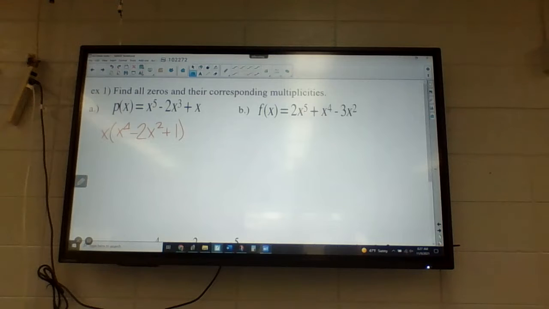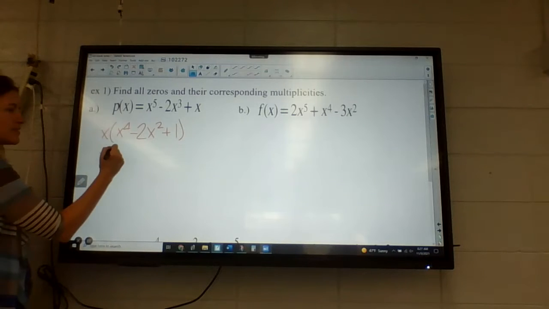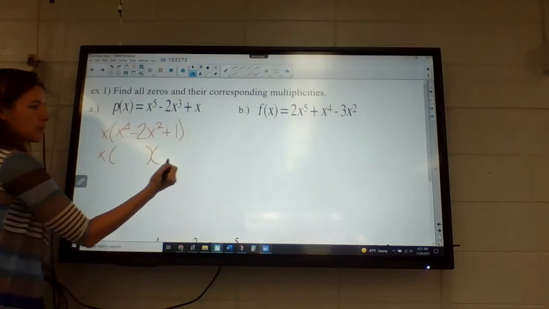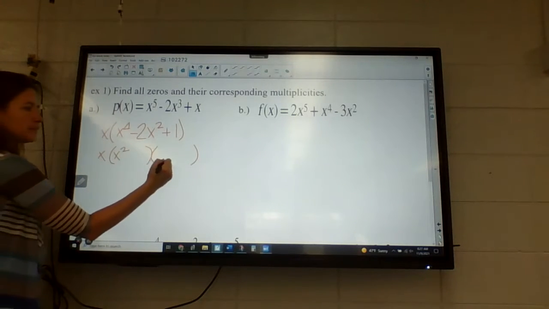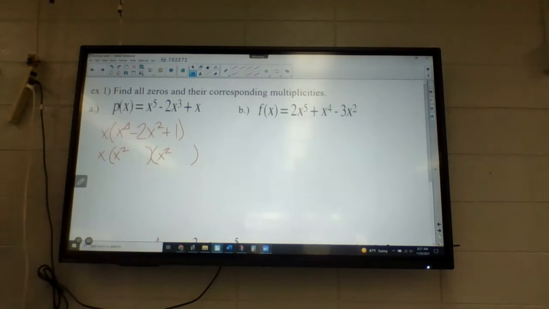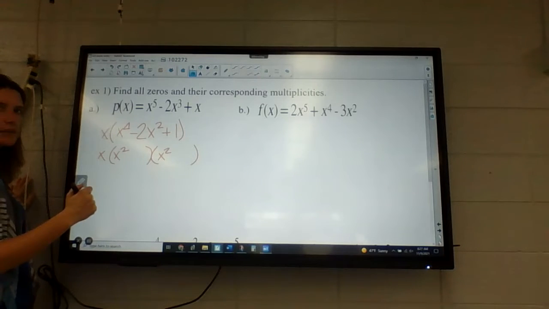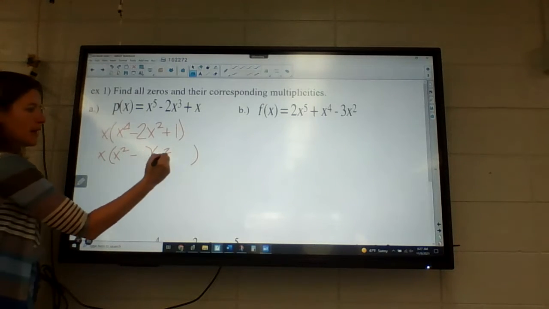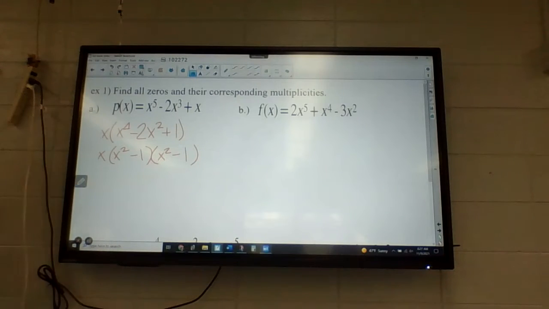So we factor out an x in this case. And then this inside is a little bit strange. Hopefully you guys remember that if it's x to the fourth, you can just really treat it like an x squared. And we want to multiply to get 1, but add to get negative 2. So what is it going to be? Minus 1 and minus 1.